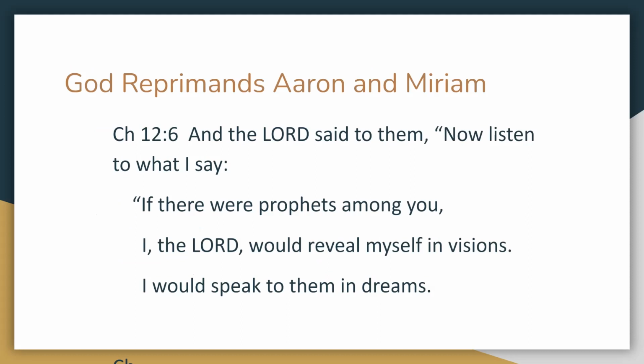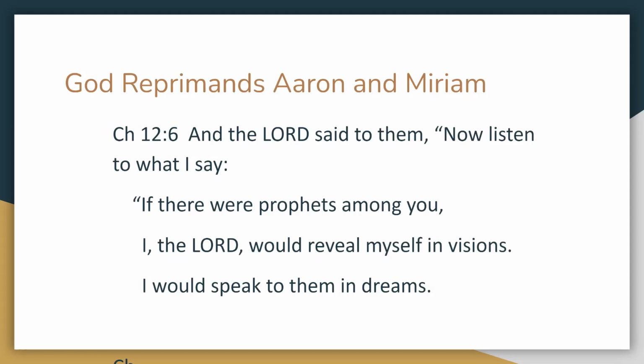So when Aaron and Miriam complained against Moses, this is what God said to them. He called them to the front of the tabernacle where he could speak directly to them. And this is what he said.